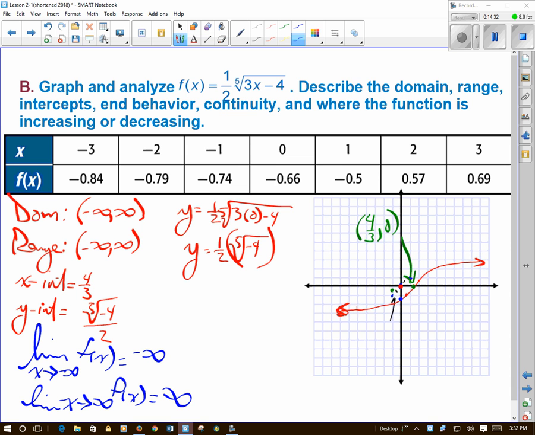Continuity: it's continuous from negative infinity to infinity, and it is always increasing. So increasing from negative infinity to infinity. Remember, when we talk about increasing, we're looking at the y values always increasing as we move from left to right.